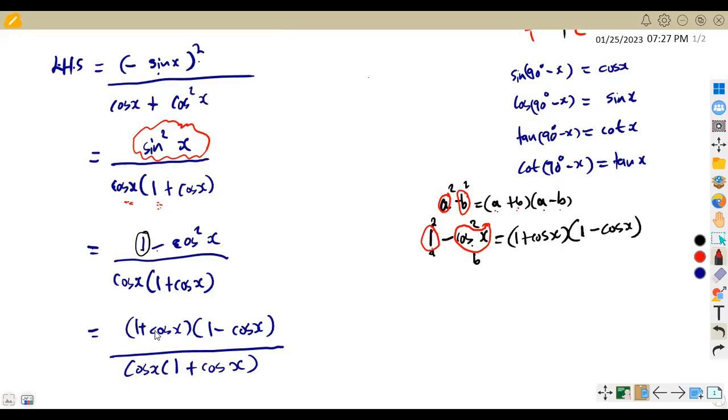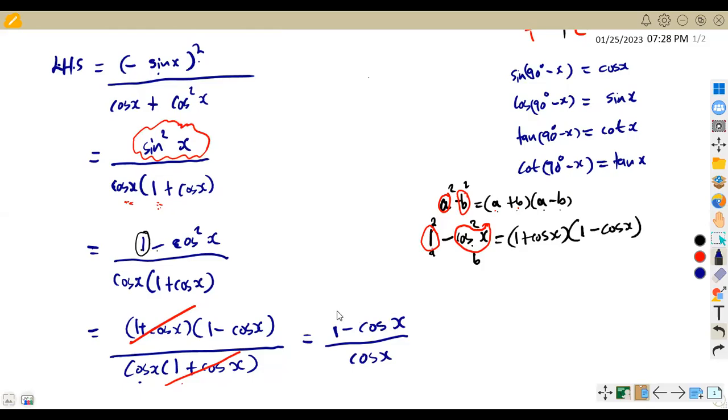We can see that we have 1 plus cos x in the numerator, which is the same as 1 plus cos x in the denominator. So these two can cancel. And if they cancel, we remain with 1 minus cos of x in the numerator. Then in the denominator, we remain with cos of x. Okay, so how can we simplify further?